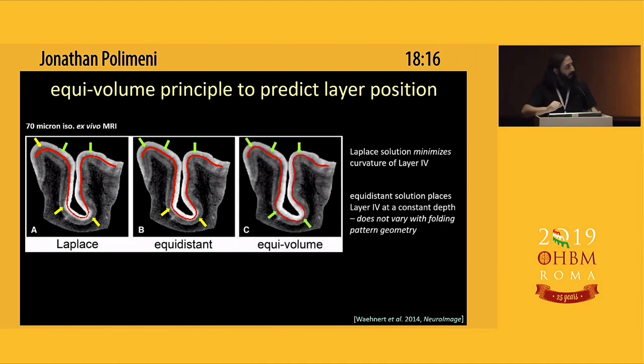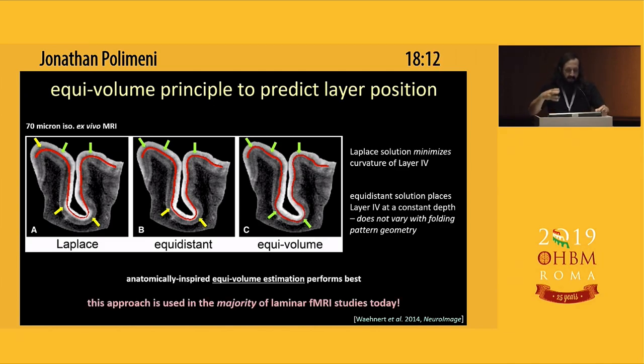And finally, of course, they predicted the location of layer 4 using the equivolume principle. What they found was that this anatomically informed, or inspired, equivolume estimation performed best. And in fact, it's this approach that's used today in the majority of laminar fMRI studies for estimating the positions of the cortical layers. Now, this group went on in a subsequent study to note that the accuracy of the equivolume approach is expected to be greatest for small voxels. As we go to larger and larger voxels, the difference between the equivolume approach and equidistant approach may be minimal.